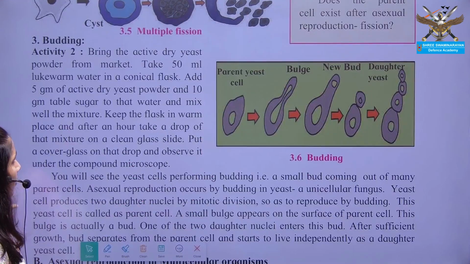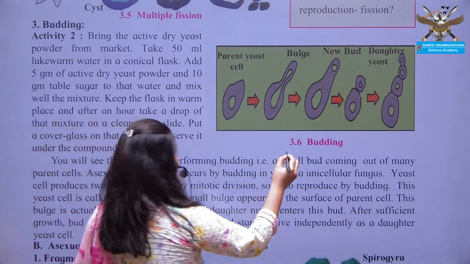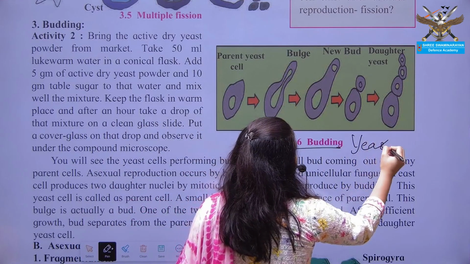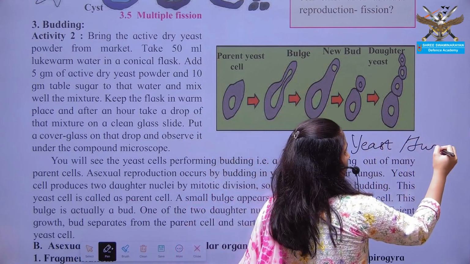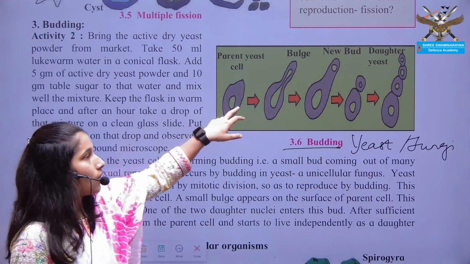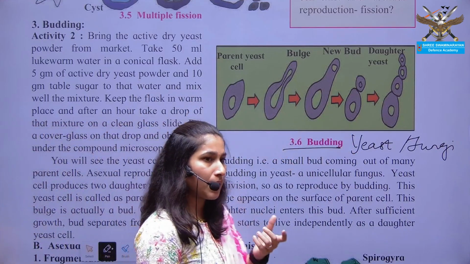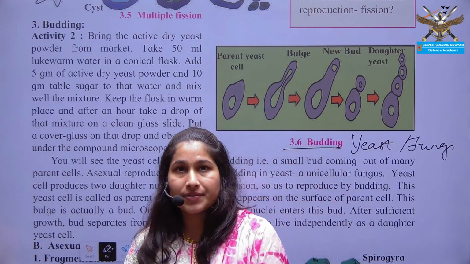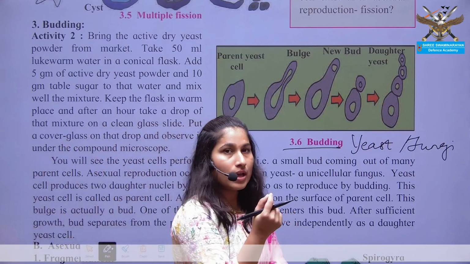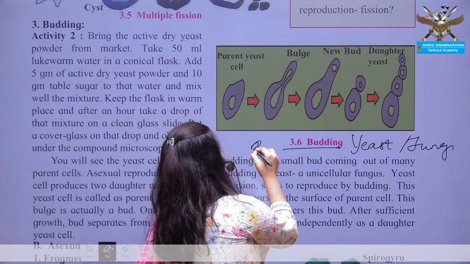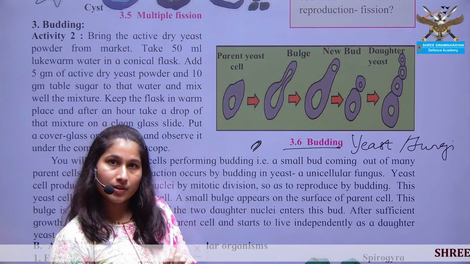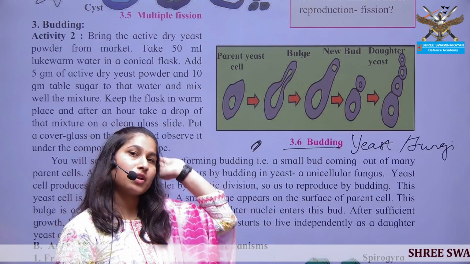Okay, budding is seen in which organism? Yeast. Yeast is a fungus. This fungus undergoes the process of budding. What do you mean by bud? In plants, you must have seen that whenever a new leaf starts to grow, there you see a small bulging of that part, right? And this bulging of the part gives rise to further leaves.